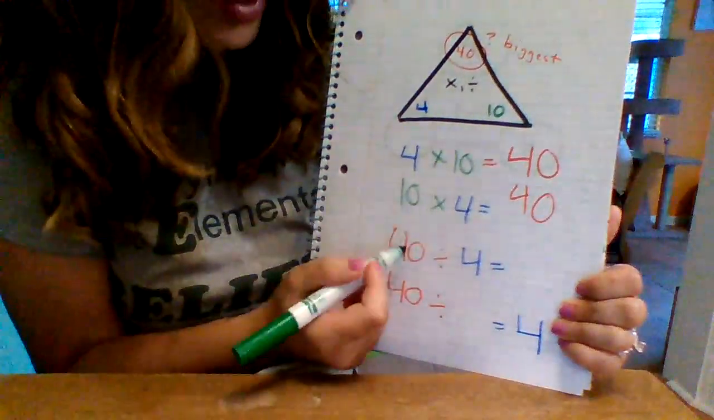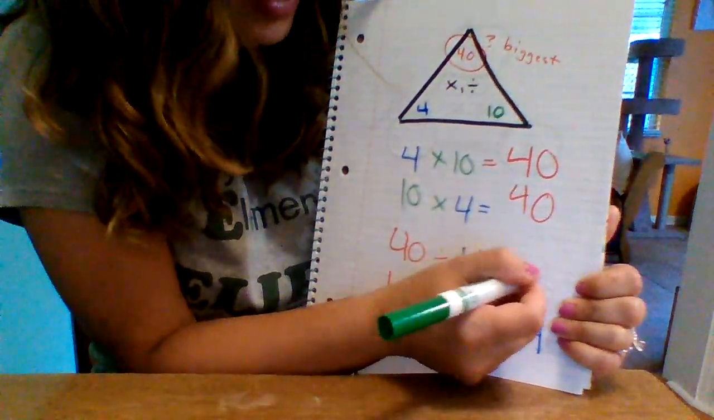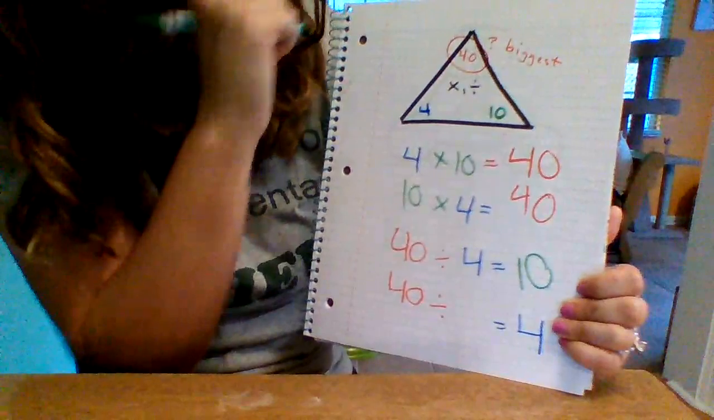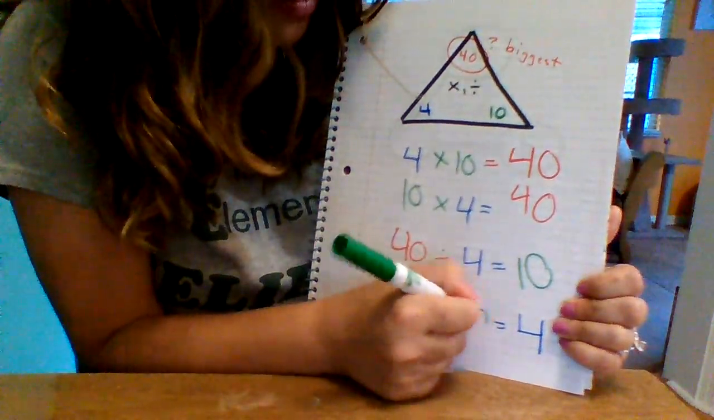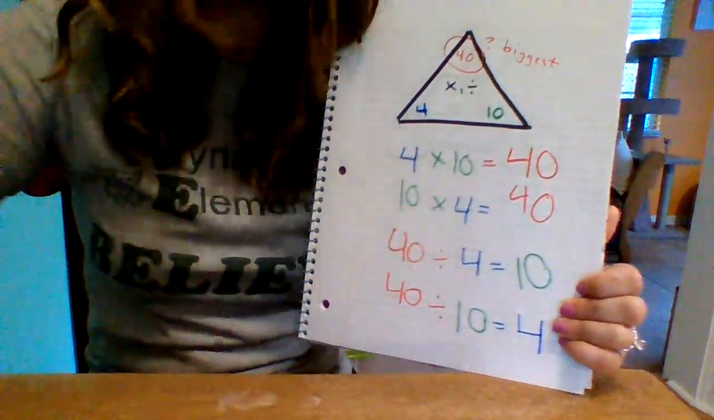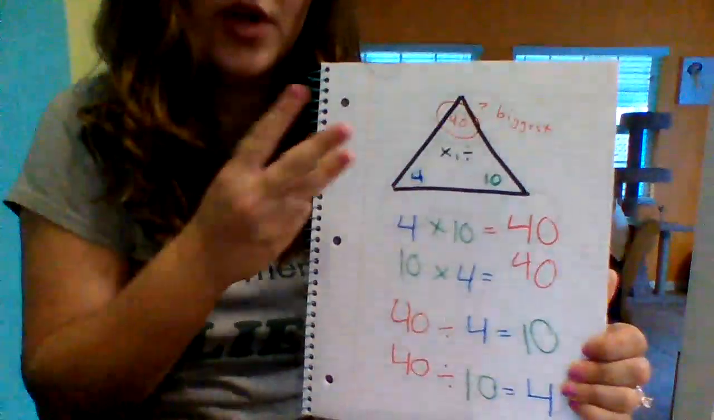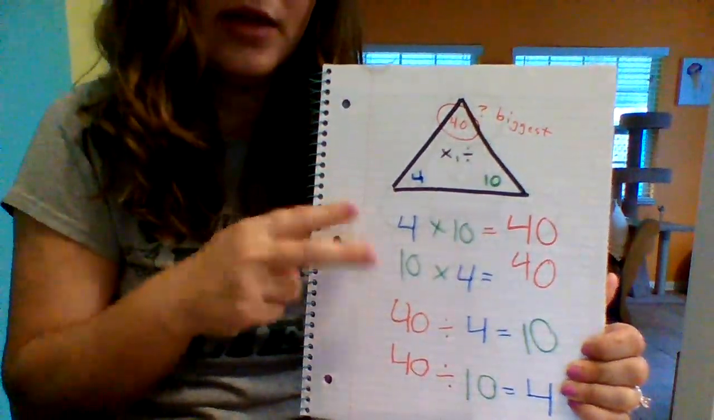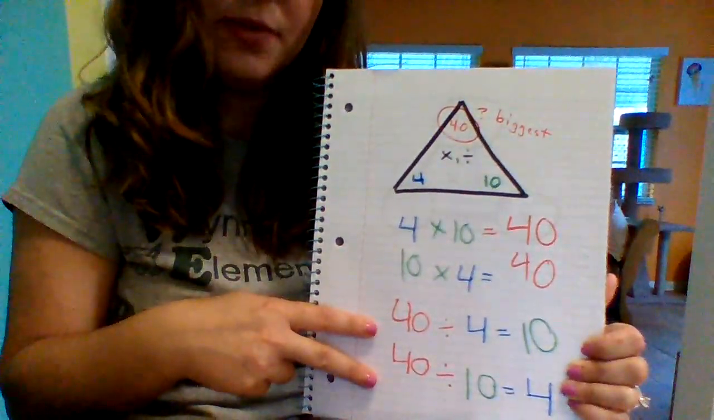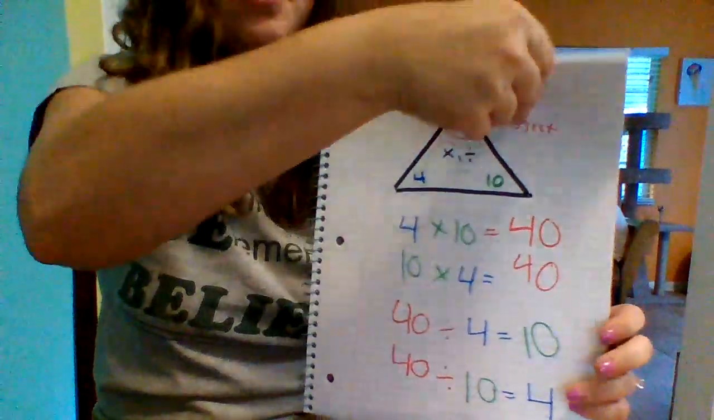So if you had 40 and you divided it by 4 groups, you would have 10 in each group. And if you had 40 and you divided it by 10 groups, you would have 4 in each group. So there's a fact family, 3 numbers, create 4 facts, 2 multiplication, and 2 division. Let's take a look at the next example.